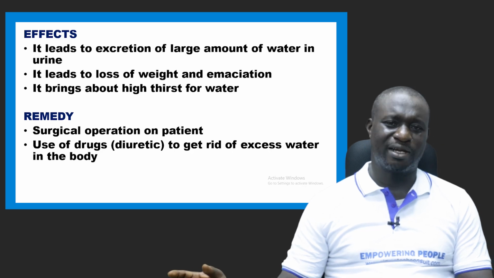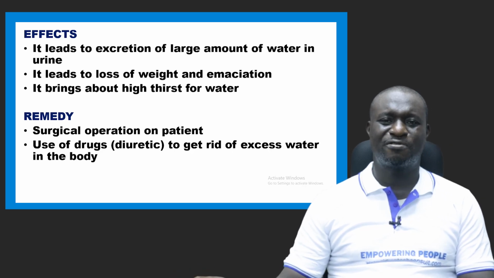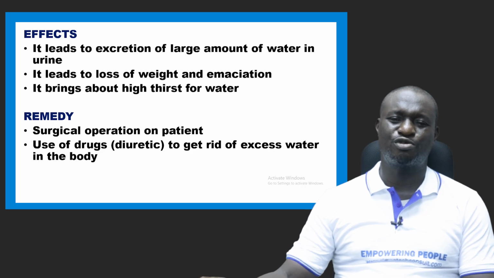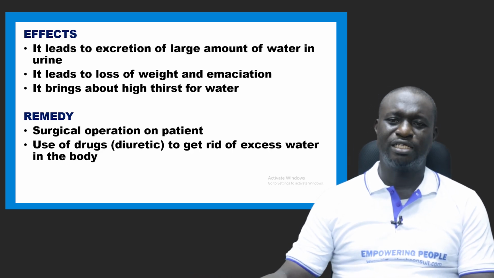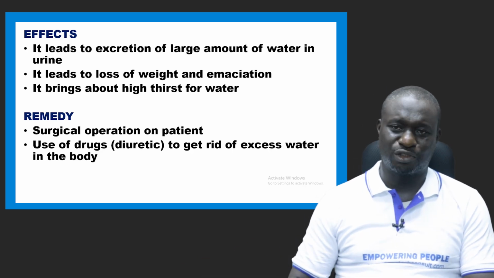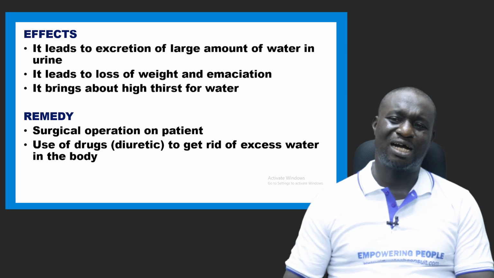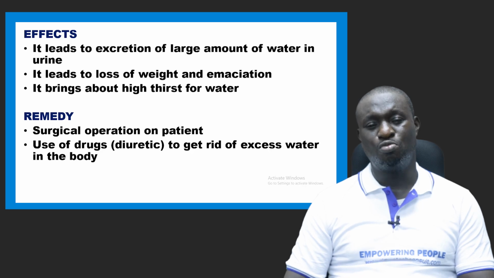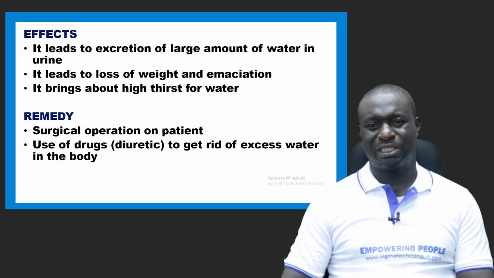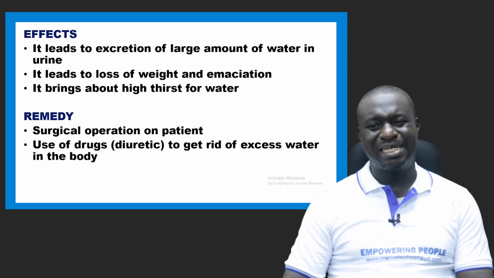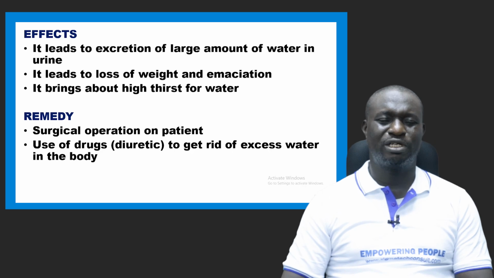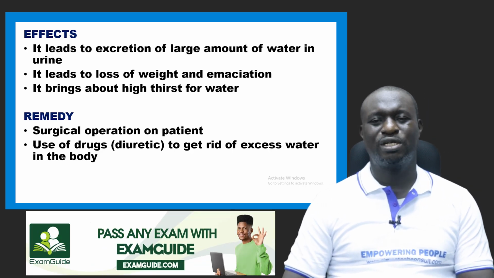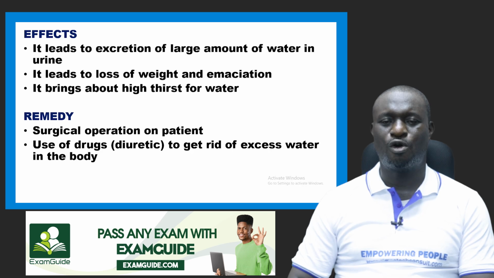Now, what are the effects of diuresis? Some of the effects of diuresis is that it leads to excretion of a large amount of water in urine. It also leads to the loss of weight and emaciation, because the person is actually passing out a lot of water. Of course, we said that the body weight is more of water. It's more determined by the amount of water we have in us. So it leads to the loss of weight, and it can also bring about emaciation, and also it can bring about high thirst for water.